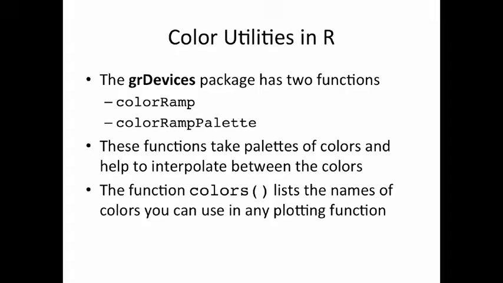They take a set of colors that make up a palette and they interpolate in between them, numerically of course, to make new colors that are blends of the original colors. Another function that may be of interest to you is the colors function, which you just execute with no arguments, and it gives you a character vector of all the names of the colors that you can use in a plotting function. So these are colors that you can reference by name rather than having to reference their red, green, and blue values that we'll talk about later.